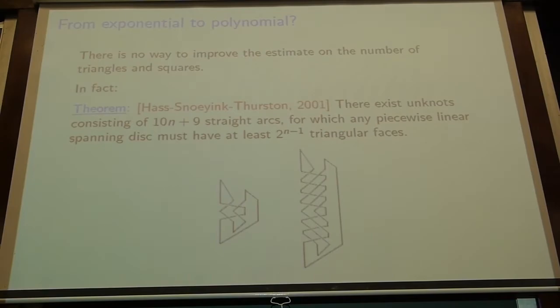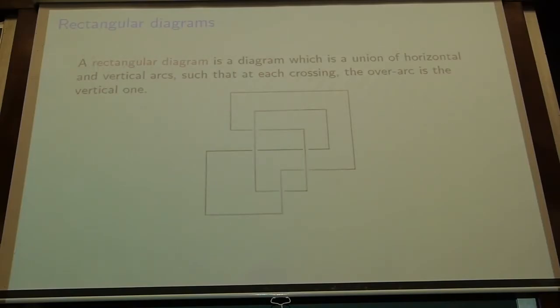Okay, so that means that you can't just somehow get a polynomial upper bound on the complexity of the spanning disk. It can't be done. So that suggests that you need to come up with a completely different way of solving this problem. And that's what I'm going to talk about now, using rectangular diagrams.